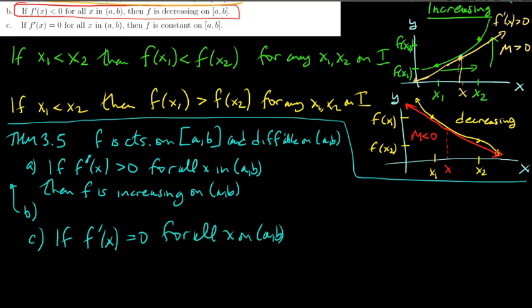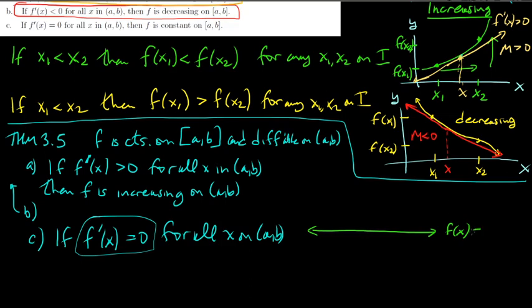So if the derivative is always 0, then the slope is always 0, which means your function has to look like this. It has to be a horizontal line. Because as soon as you have a little bump here, now your slope is no longer 0. It could be positive, it could be negative, but it's not going to be 0. It's got to be 0 everywhere. Which means it's just a constant function.